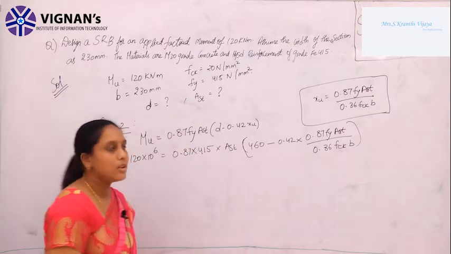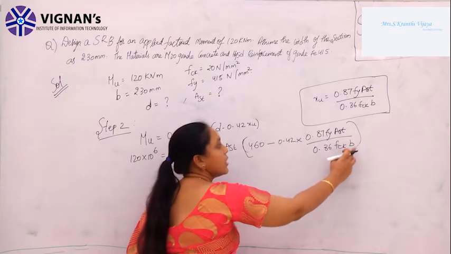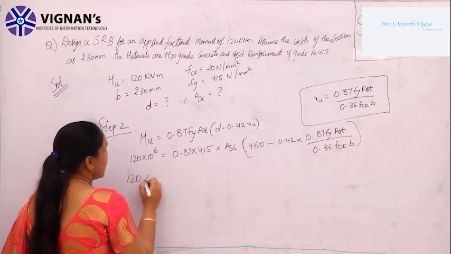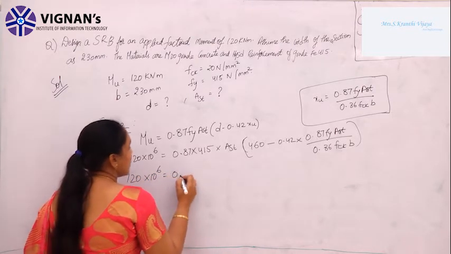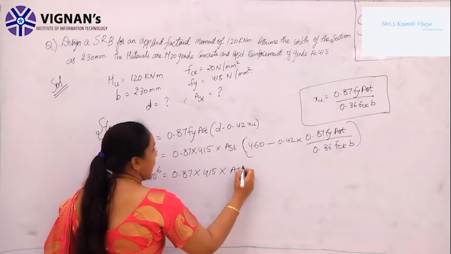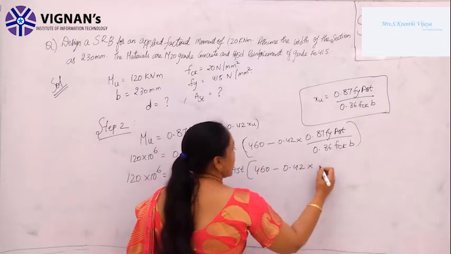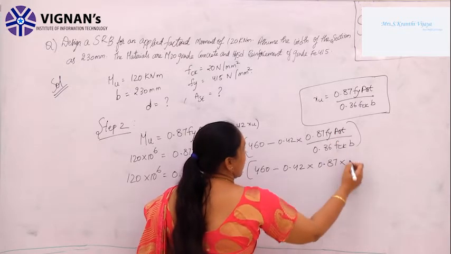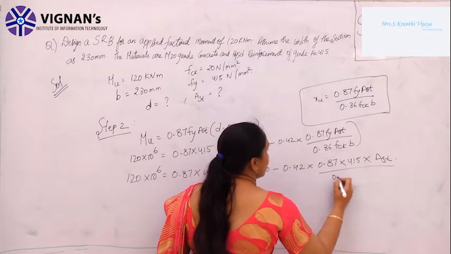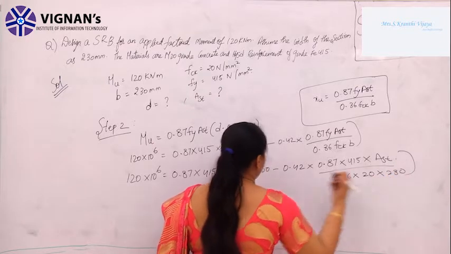You already know the value of Fy, which is given here. Ast is what you have to find out. You already know the value of fck and you already know the value of b. Substitute all these values here. 120 into 10 to the power of 6 is equal to 0.87 into 415 into Ast into 460 minus 0.42 into 0.87 into Fy, which is 415, into the area of steel required, into 0.36, fck is 20, into b is 230 mm.